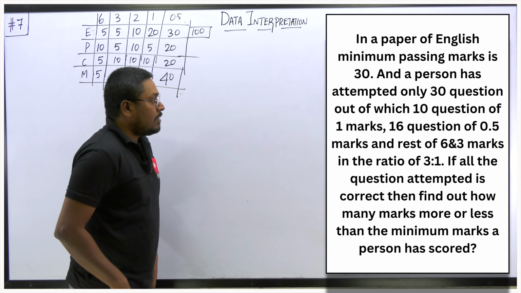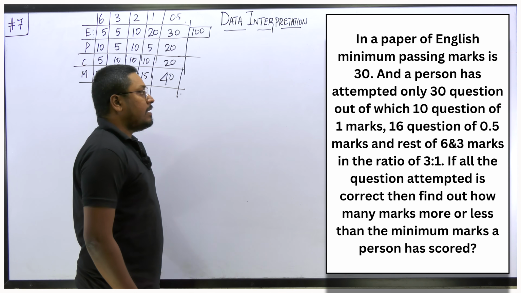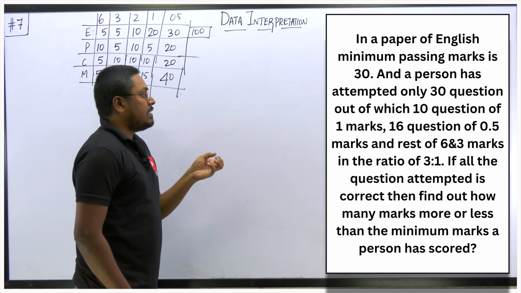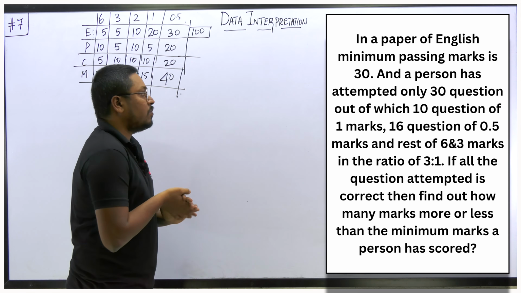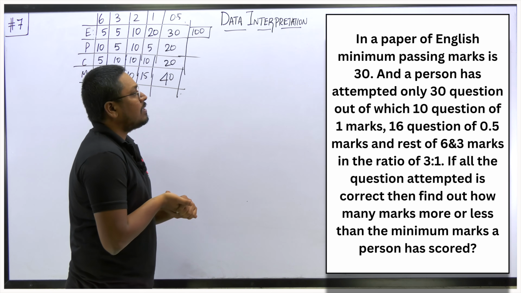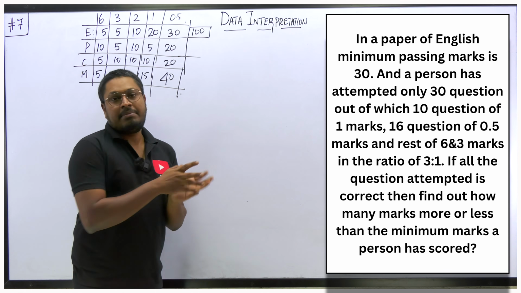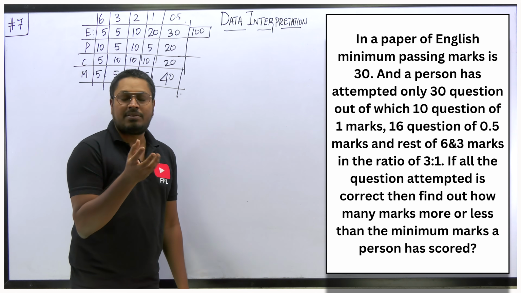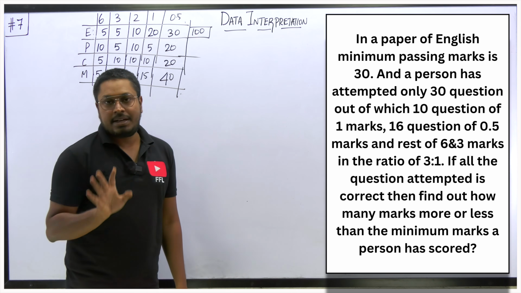So the fourth question: in a paper of English, the minimum pass mark is 30 and the person has attempted only 30 questions, out of which 10 questions of 1 mark, 16 questions of 0.5 mark, and the rest 6 and 3 marks will be in the ratio 3:1. If all the questions attempted are correct, then how many marks more or less than the minimum marks did the person score? So just see here friends, the English minimum mark is 30, right? Out of 30, the person has scored some amount of marks, so we need to find the difference. It's a simple question because he attempted 30 questions and all 30 were correct.